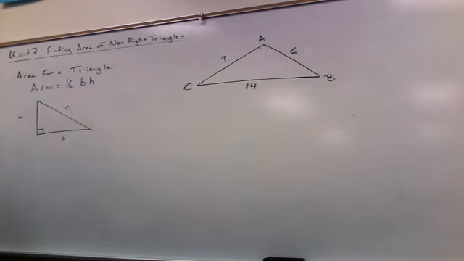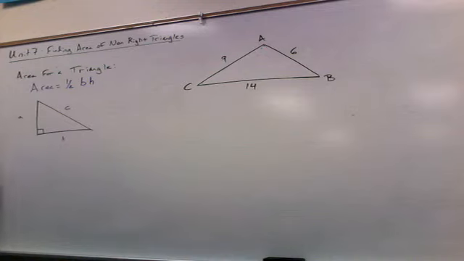Okay, so base times height divided by 2, or 1/2 base times height. That's how you find the area of a triangle. Now, what has to be true about the base and the height? You have to have a right angle. It says that in the top part. We have to have a right angle between them, right?